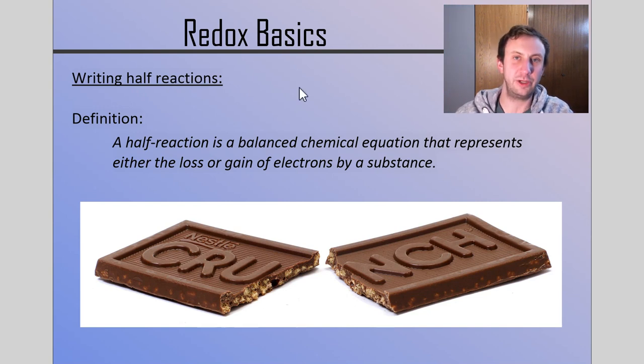Welcome to lesson 2 of redox, which is how to write out reduction and oxidation half reactions. So what is a half reaction, you might be asking? Well, it is a balanced chemical equation that represents either the loss or gain of electrons by a substance. So essentially it is showing either the reduction, the gaining of electrons, or the oxidation, the losing of electrons.